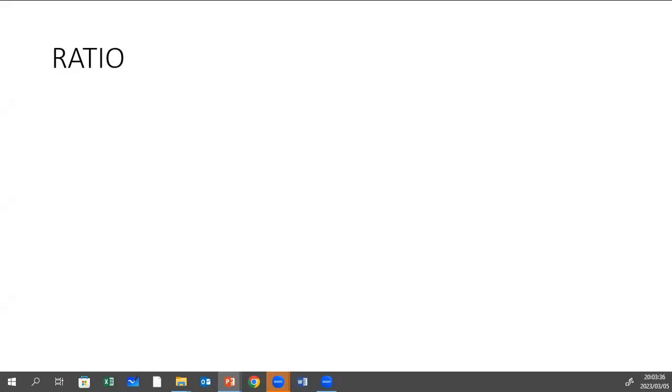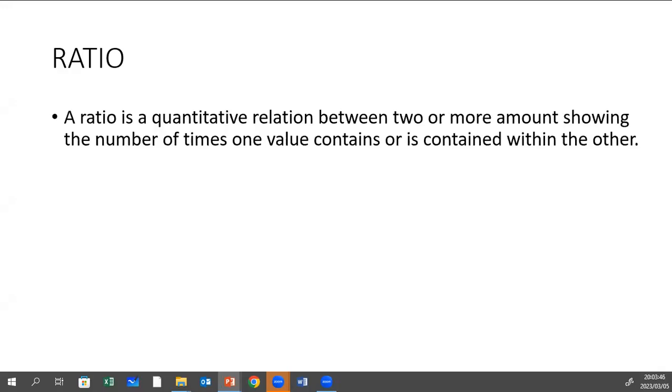I will start by explaining what a ratio is. A ratio is a quantitative relationship between two or more amounts showing the number of times one value contains or is contained within the other.